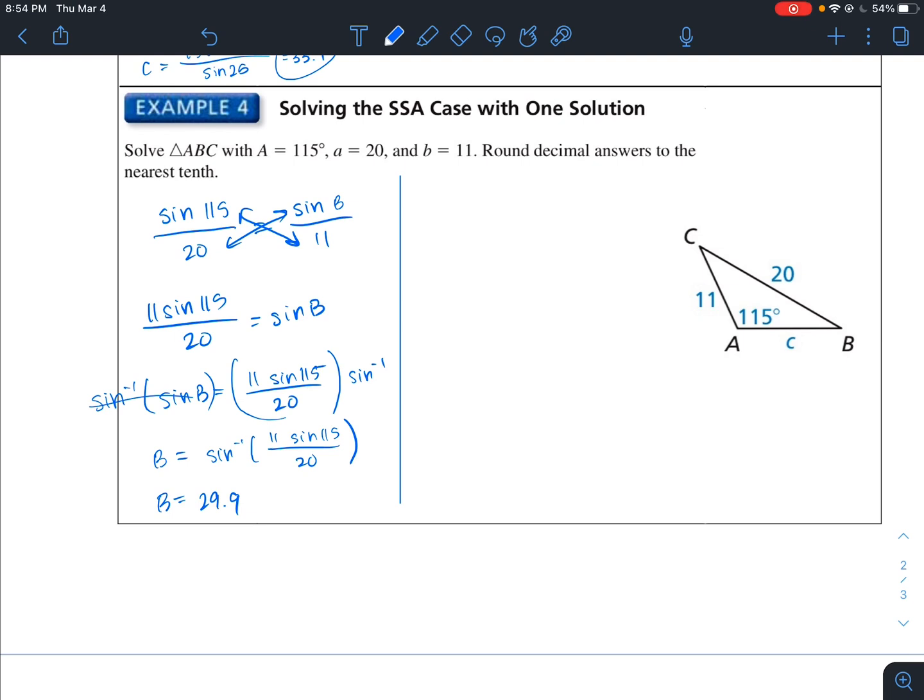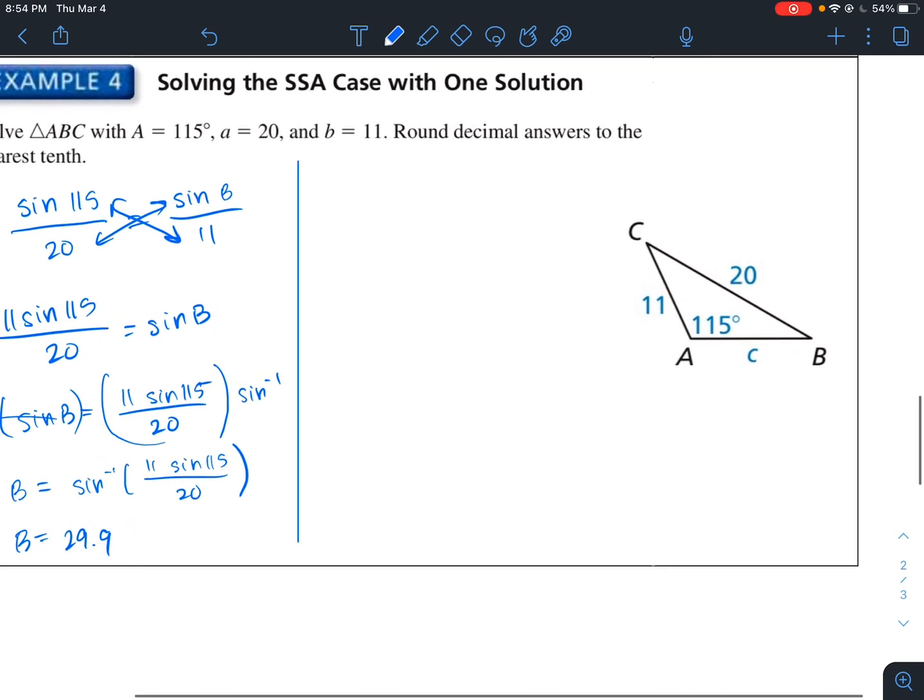So let's see if we can do that again here. I know that B is equal to 29.9. Now that I know that, I can use law of sines, and I need to find either angle B or side length C. So let's find side length C.